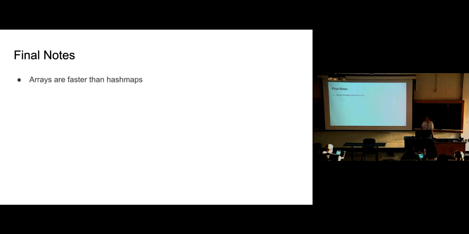A couple last things. Arrays are faster than hash maps. That being said, I did it with hash maps. It's totally possible to do it with hash maps. But if you're getting desperate and you need to get in under the runtime, you could try switching to an array-based solution.